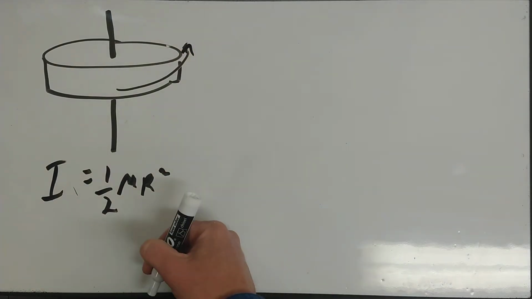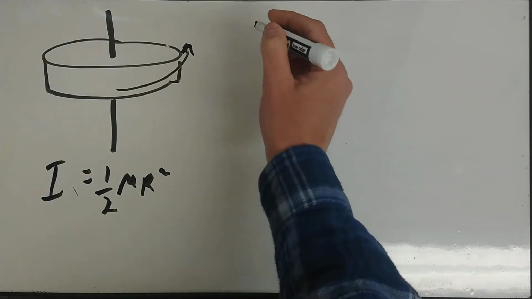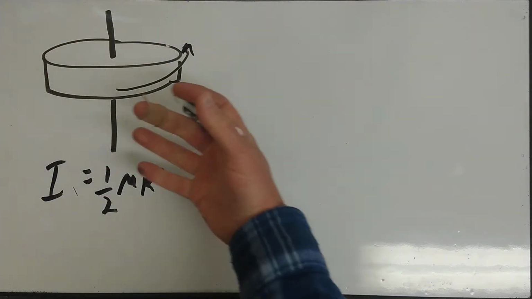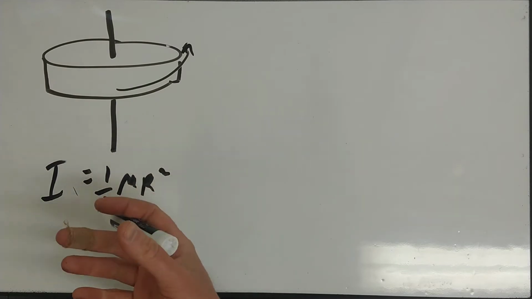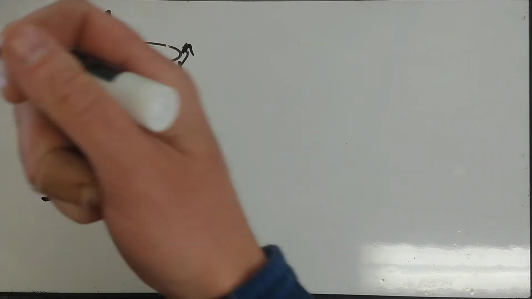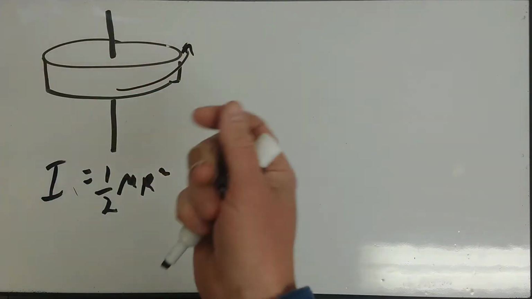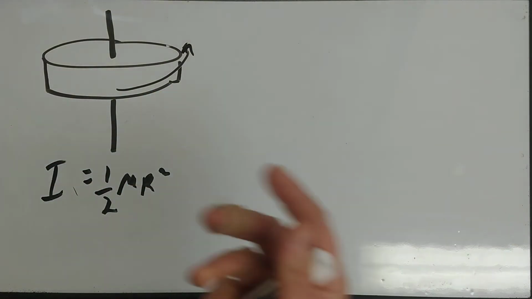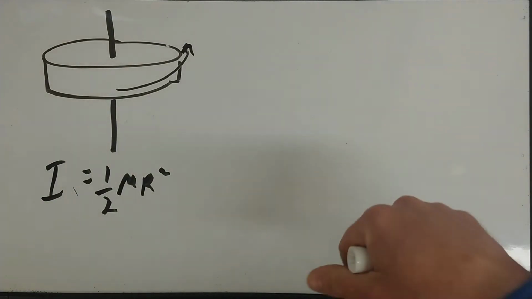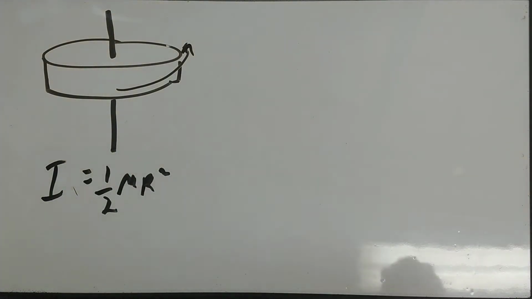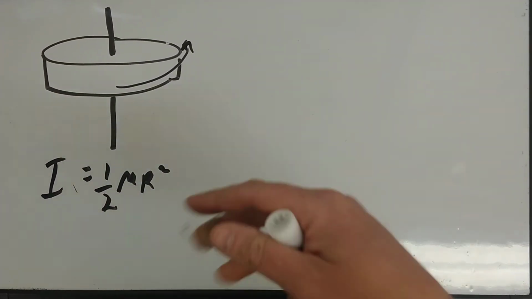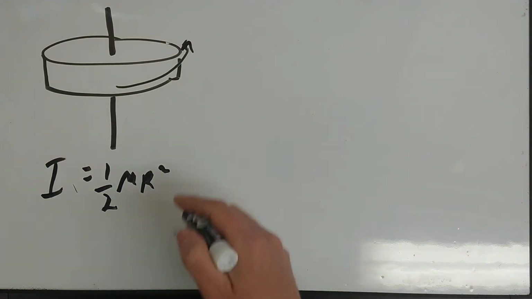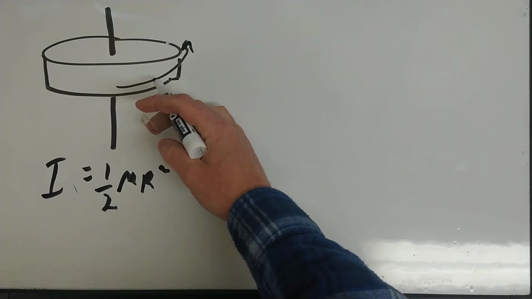All right, so anyhow, I equals 1/2 mr squared for this disk. However, if you remember, the farther away the mass gets from the rotational axis, the harder it is to turn the object, right? So think about centripetal force, so to speak, or torque wrenches. The farther you apply the force, the farther the mass is from the rotational axis, the harder it is to turn.